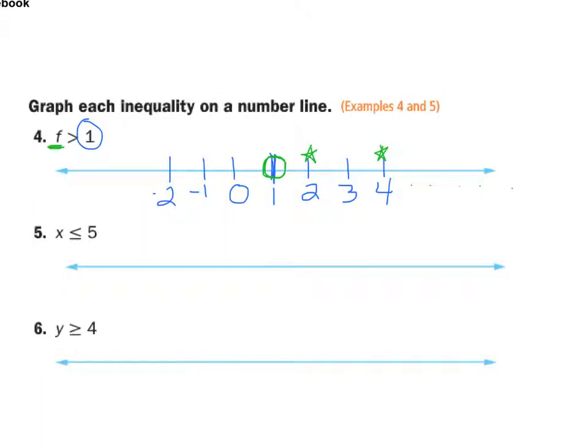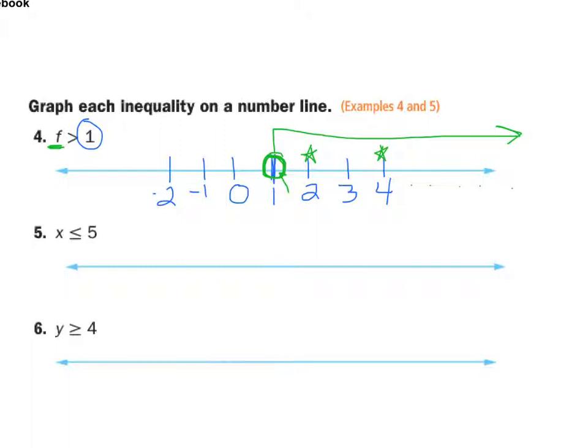However, if we were right here, right next to the 1, like 1.1, that would work. So we're going to use an open dot and then use an arrow to point in which direction on the number line the answers can be found. So any answer that is larger than 1 or to the right of the number 1 on the number line answers this inequality.